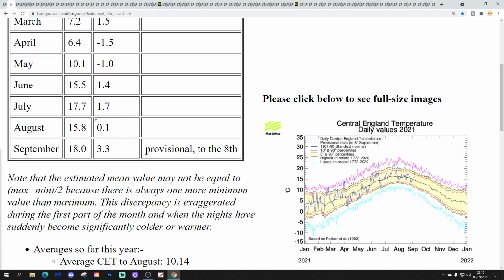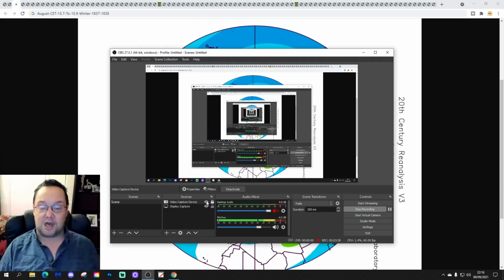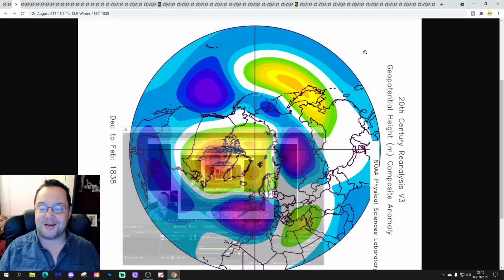And so for the first set of analogues for this second winter update, we're going to be looking at winters following an August with a CT range of 15.7 to 15.9. I'm going to turn on the webcam as we go through these. Right, let's do this then.